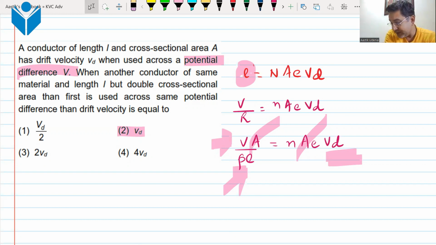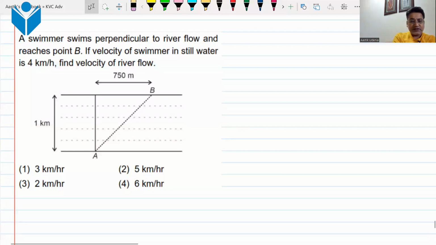So you also remember, if you have to revise, what you need to revise. This is the next question. A swimmer swims perpendicular to river flow. Done 1500 questions on this. What is the velocity of river flow?